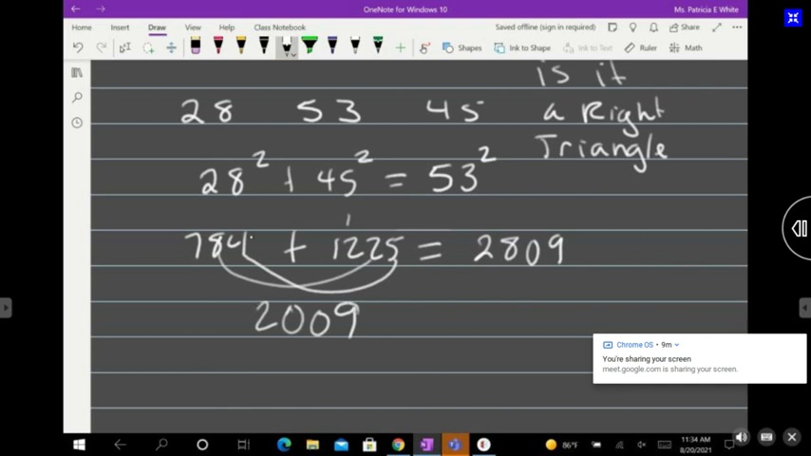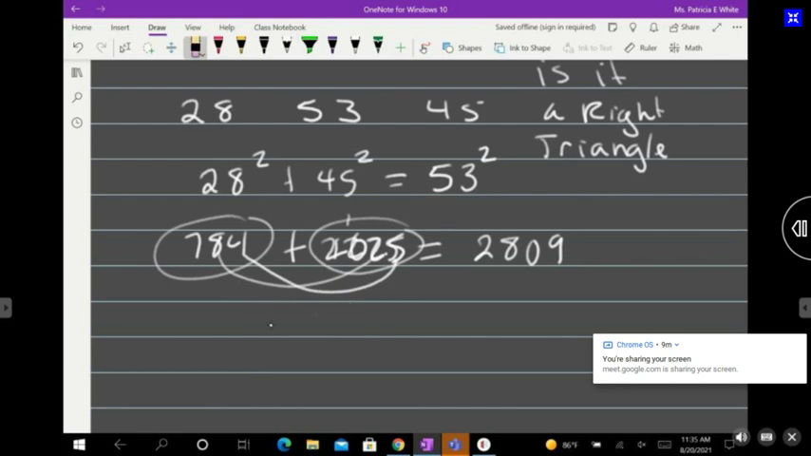Are we sure on these numbers, guys? I don't think so. 784 and 1225 and 2809. It's 1200. 2025. Not 1200. No, that's right. Are you sure? I just added it. 45 squared, 2025. Oh, you're right. Alright.